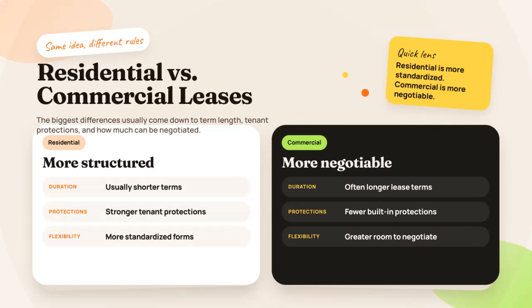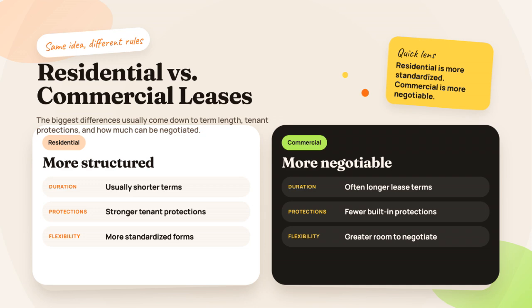When we compare residential and commercial leases, there are a few key differences to keep in mind. Residential leases tend to be more structured, with shorter terms and stronger tenant protections built in. These leases use more standardized forms, which makes them less flexible but more straightforward for tenants. On the other hand, commercial leases offer much greater flexibility. They often have longer lease terms and fewer built-in protections for tenants.